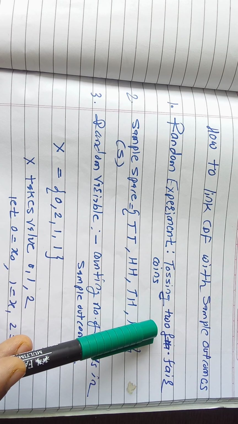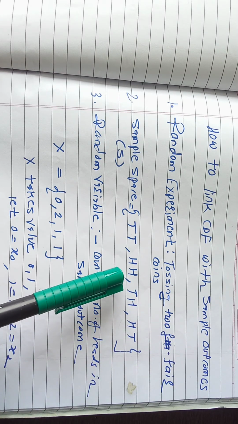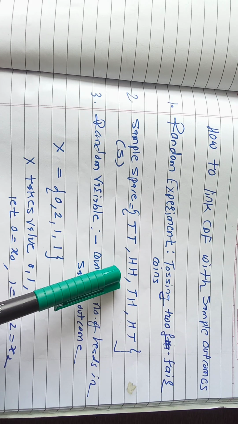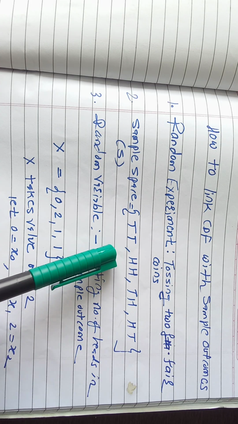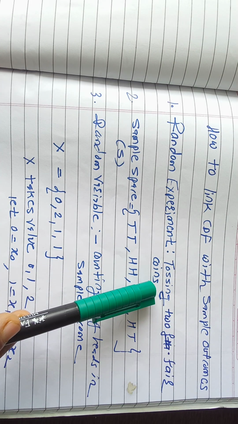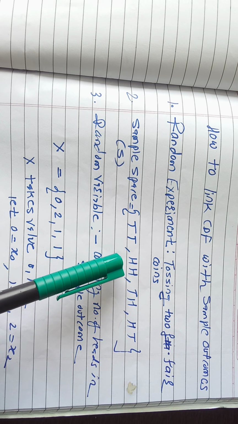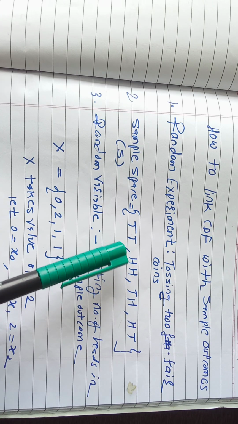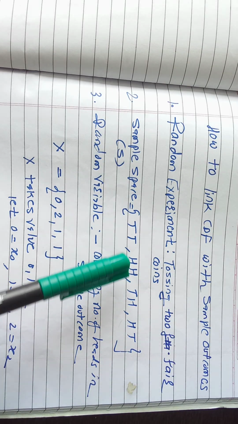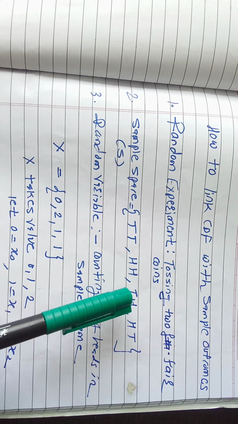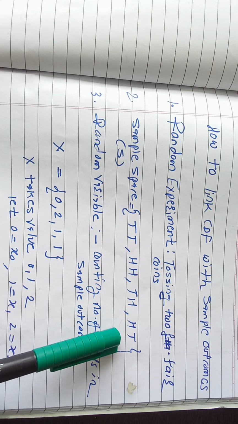So this is the first step. In the problem you have to see what the random experiment is. After that you have to compute the sample space. The sample space includes sample outcomes, that means the outputs of the random experiment. If you toss two fair coins, then you will get either tail tail, head head, tail head, or head and tail. That means you will get four outcomes.